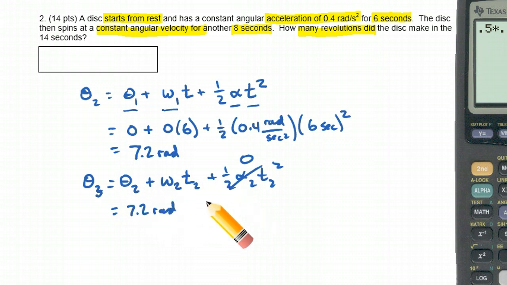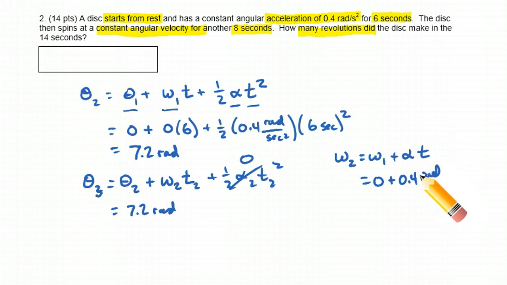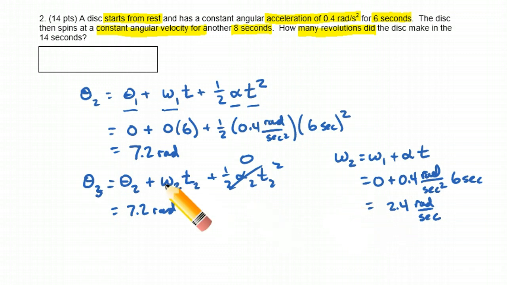We could use a different equation to get here, but let's go ahead and calculate omega 2 based on the information above. We know how long we've gone, we know our acceleration, so we can use omega 2 is equal to omega 1 plus alpha t from the first part. Again, this is 0, this is 0.4 radians per second squared, and our time period for the first part was our 6 seconds. So that's 0.4 times 6, which is 2.4 radians per second. Alright, so that's what we'll use for our omega 2 here.